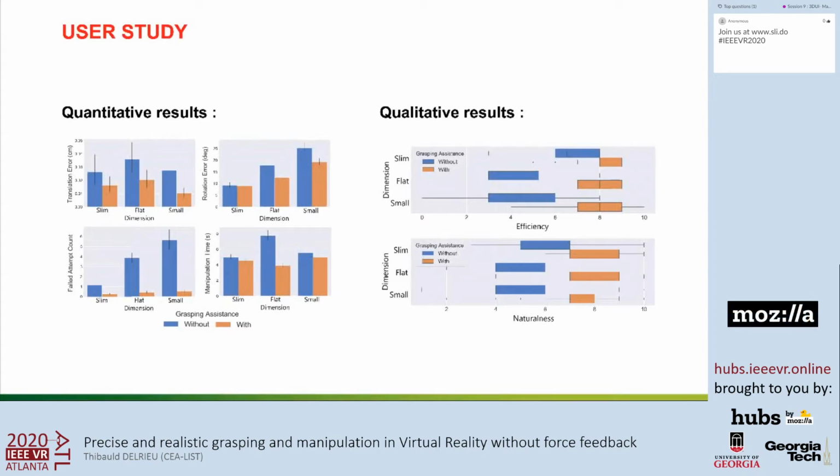First of all, for the quantitative results, we can see that the number of manipulation attempts is really significant between without and with assistance. In fact, I chose hard objects to grasp in virtual reality in order to highlight these aspects. For the other aspects, like the error, this is not so significant, even if for flat objects, like we can see for manipulation time.